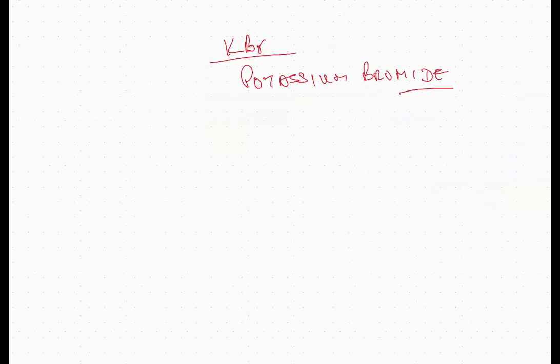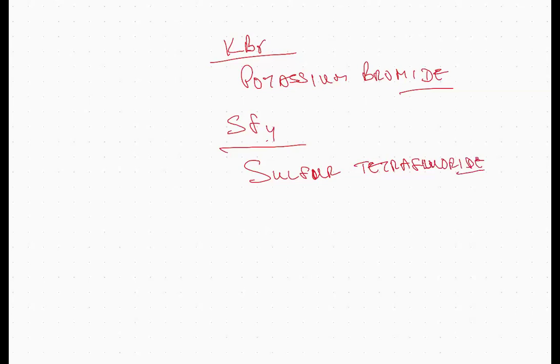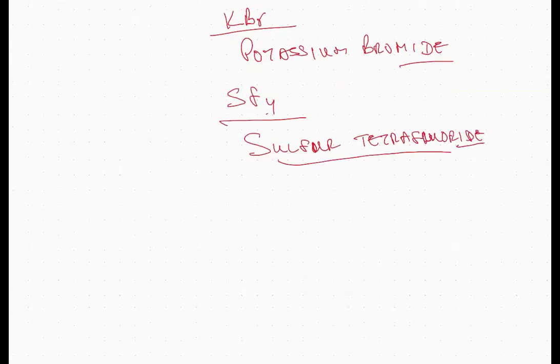Next one. What's the name of the compound SF4? You put sulfur, then mono for sulfur. This is 4, so tetra, fluoride, ending with ide. Sulfur tetrafluoride.